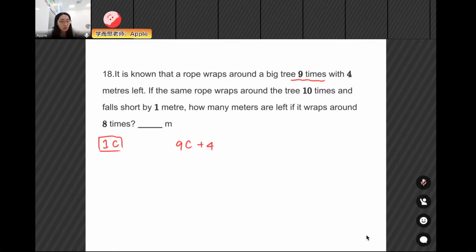And then following this, for the same rope wraps around the tree 10 times, so what can you get? That is 10C. But it is short by 1 meter. So what is the meaning of short by 1 meter? Yes, that is a -1. Okay, that is not enough. And then you see that here, the total length of the rope, actually it doesn't change. So what is the sign in the middle? Yes, equal sign, okay? So this is how we build the equation.